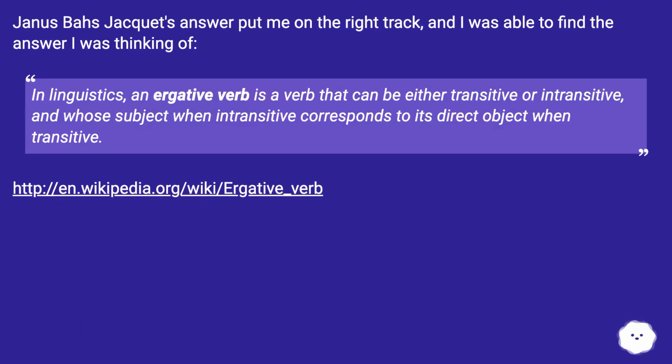Janus Bahs Jacquet's answer put me on the right track, and I was able to find the answer I was thinking of. In linguistics, an ergative verb is a verb that can be either transitive or intransitive, and whose subject when intransitive corresponds to its direct object when transitive.